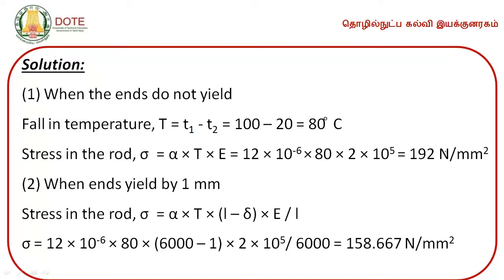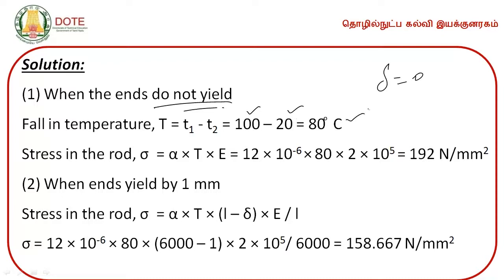First we will take when the ends do not yield. Okay, we are taking the condition that del is equal to 0. So what is the change in temperature or fall in temperature? Fall in temperature is given by the formula T is equal to T1 minus T2, initial temperature minus final temperature, 100 minus 20 degree centigrade. This is equal to 80 degree centigrade.